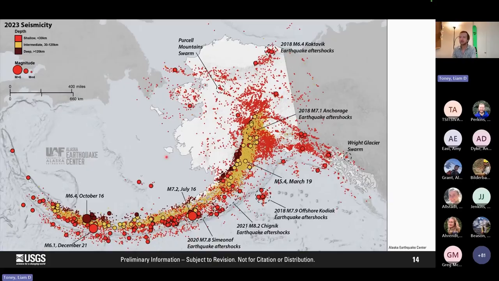And as I've alluded to, Alaska is extremely geologically active. Here's a map of the seismicity in Alaska in 2023, and we have a ton of seismicity from the Aleutian subduction zone and crustal earthquakes. And so this requires a robust network of principally seismometers to monitor effectively.